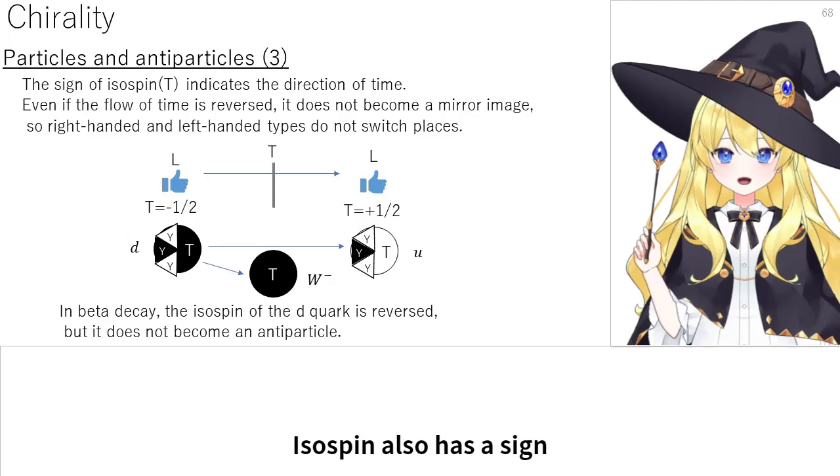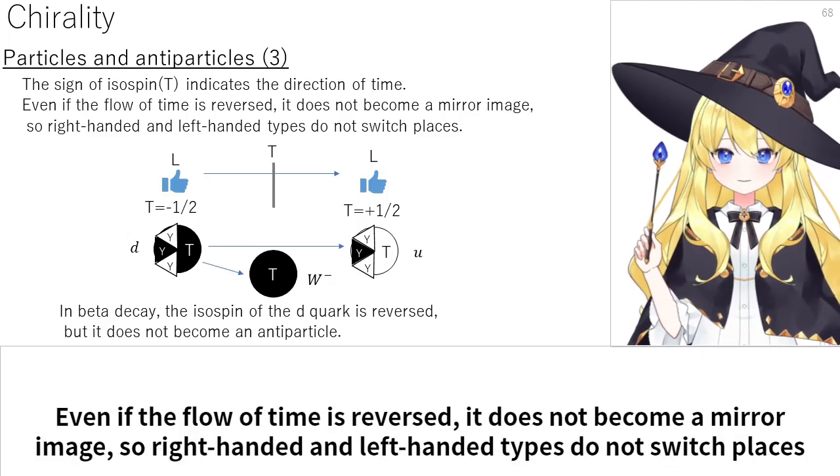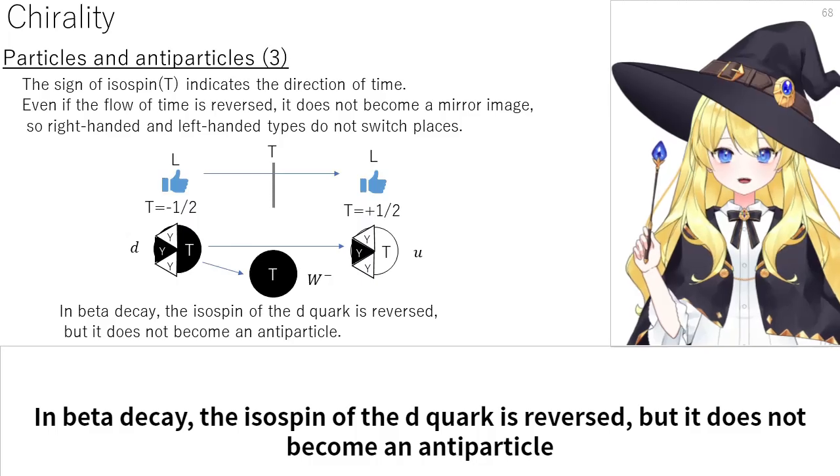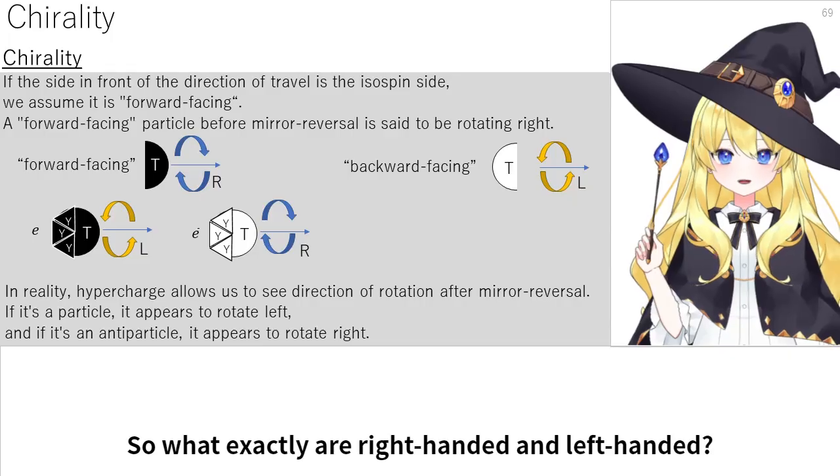Isospin also has a sign. The sign of isospin indicates the direction of time. Even if the flow of time is reversed, it does not become a mirror image, so right-handed and left-handed types do not switch places. In beta decay, the isospin of the d quark is reversed, but it does not become an antiparticle. So what exactly are right-handed and left-handed?